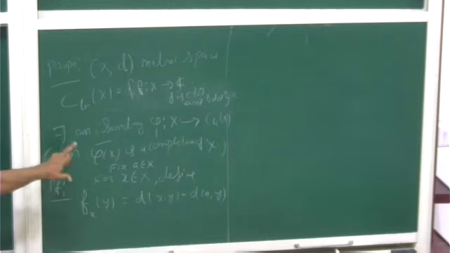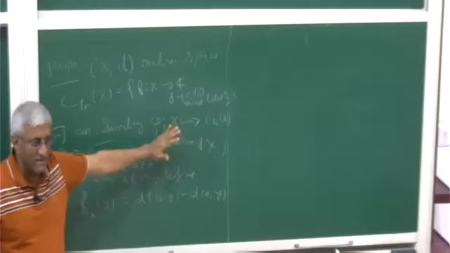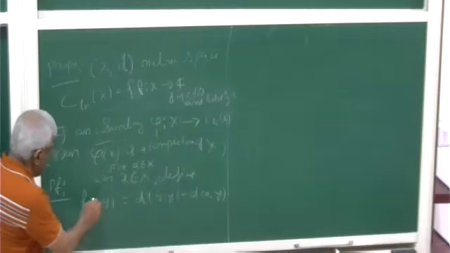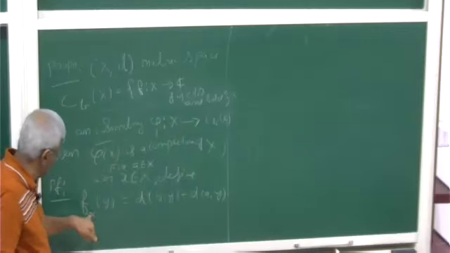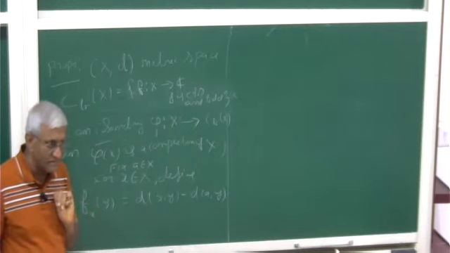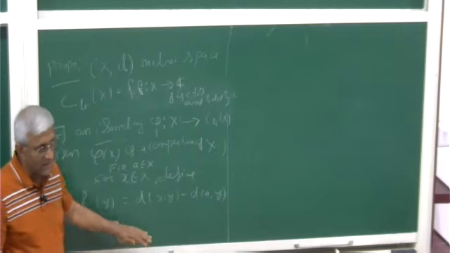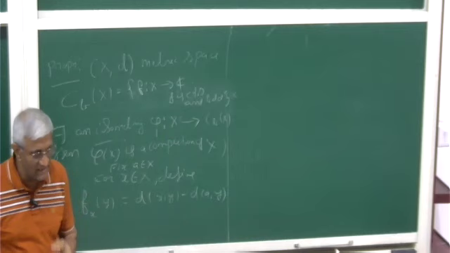So all I have to prove is that there exists an isometry. I have to define an isometry. For any x, I am defining a function F_x(y) equal to this. First, I have to verify this is bounded, this is continuous, and this is an isometry. These are the three things I have to verify.